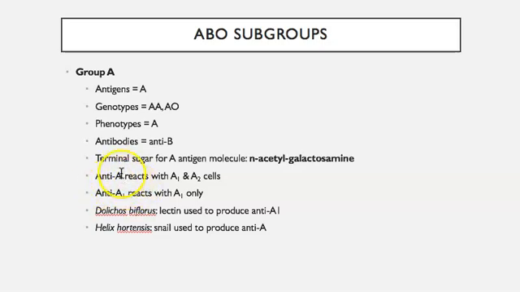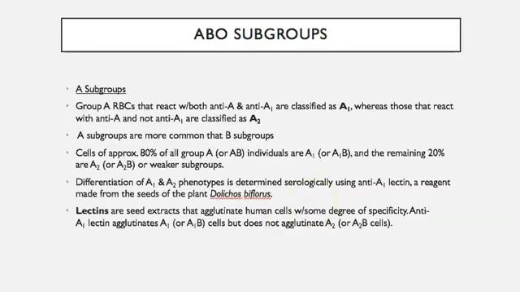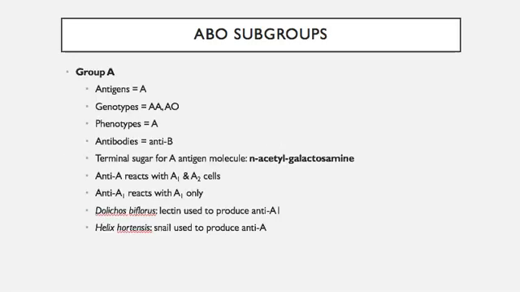Anti-A reacts with A1 and A2 cells. A1 and A2 are subgroups, and we have reagent cells made for each of the subgroups. But anti-A1 reacts only with A1. So if you're getting some weird results in your testing, it could be an indication that you're dealing with a patient with a subgroup.